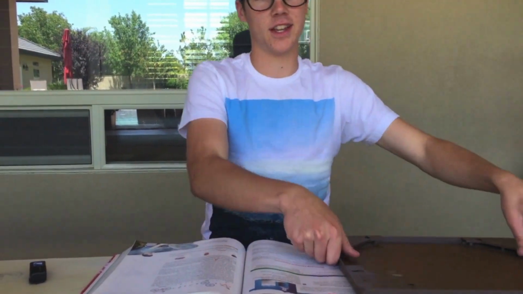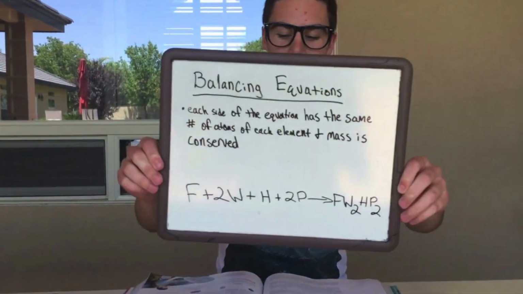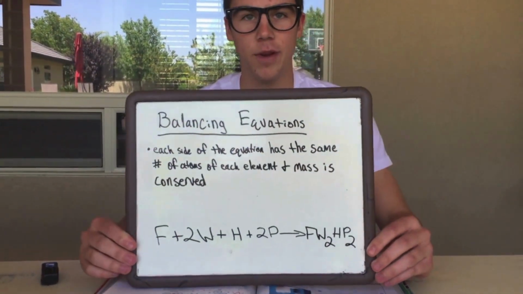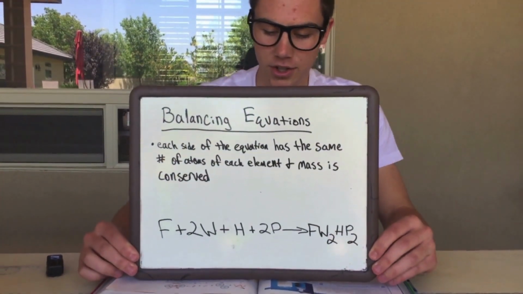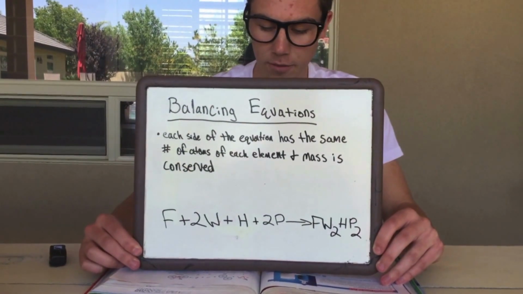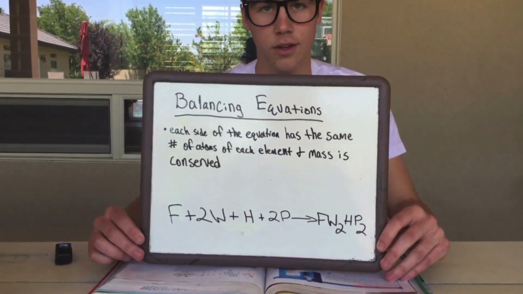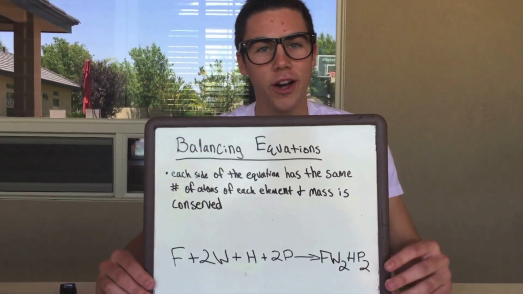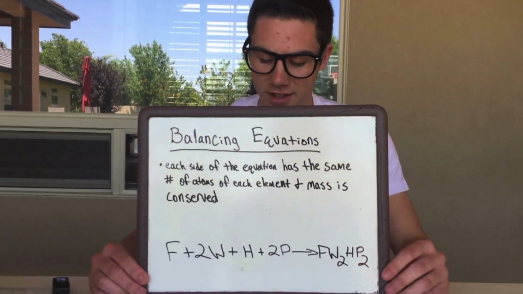Welcome to step 4 of the journey. Now that you know what a reactant and a product is, let's talk about balanced equations. A balanced equation is where each side of the equation has the same number of atoms of each element and mass is conserved. First, let's explain why you want to balance these silly equations.